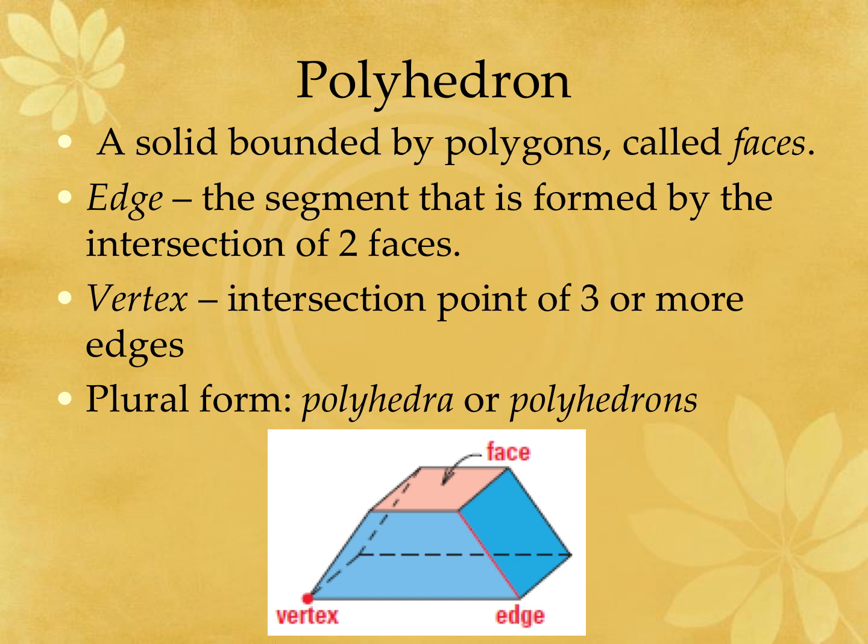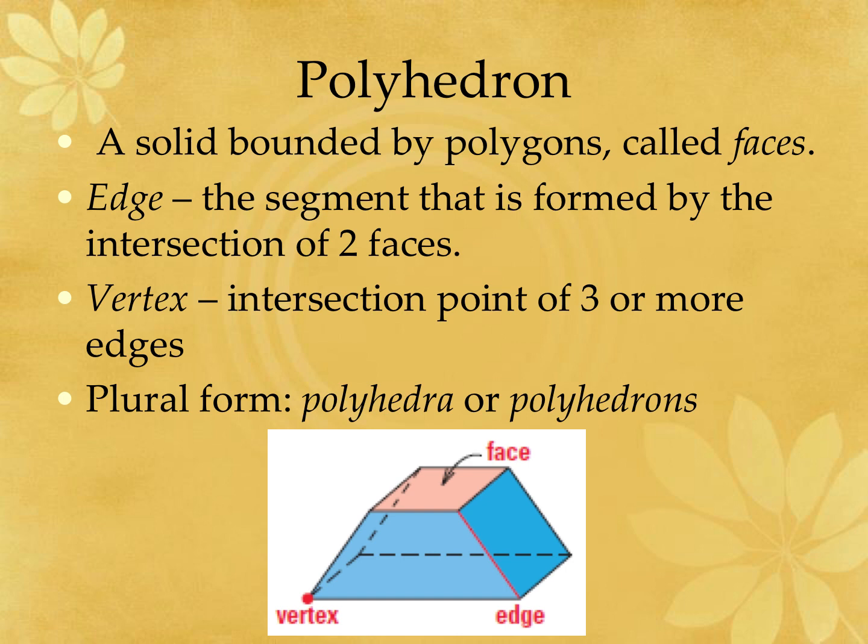The faces, again, are all the polygon sides. So in the case of the cube, it would have 6 faces, and those faces would all be squares. The edges are going to be the segments that are formed by the intersection of 2 faces. So where 2 faces meet, it forms an edge. The vertices are going to be the intersection of 3 or more edges. So those are those pointy corners I showed you. Plural of polyhedron is polyhedra or polyhedrons.